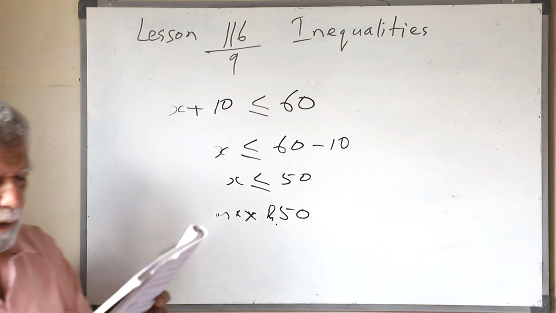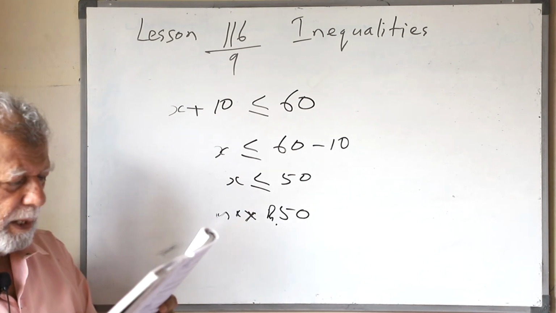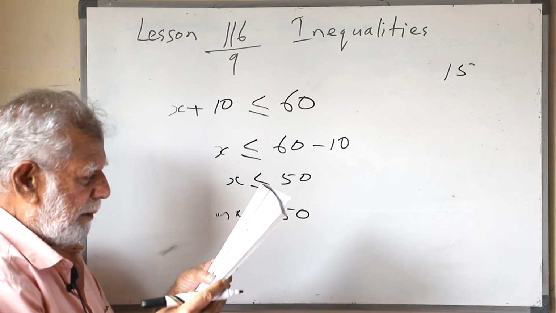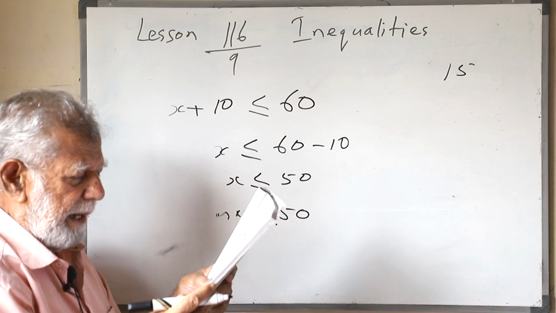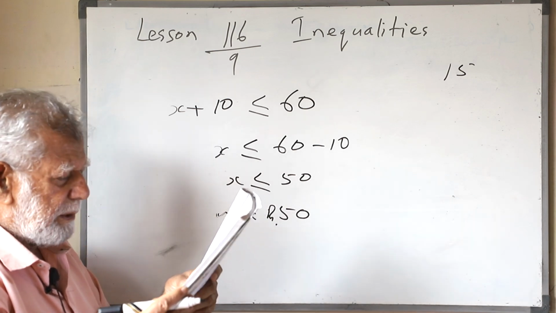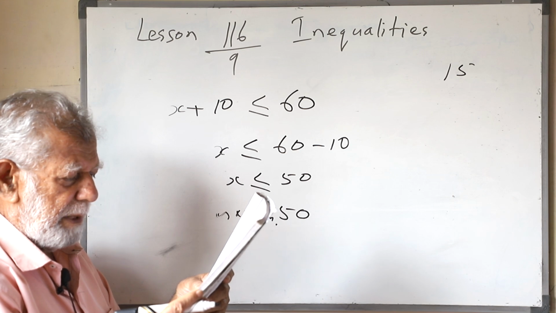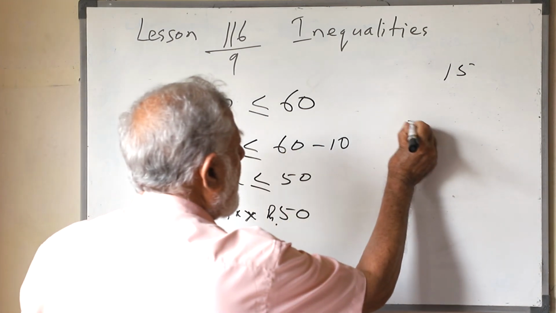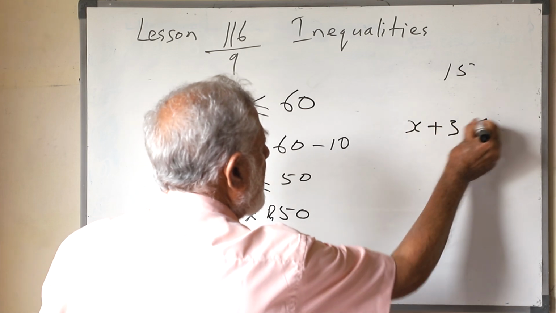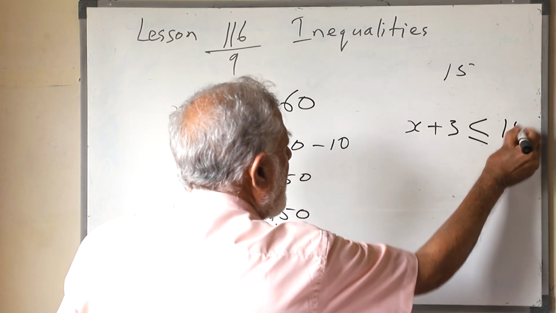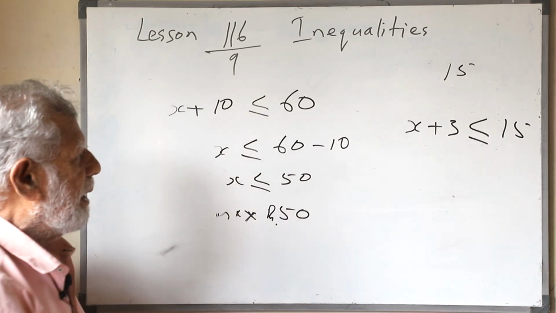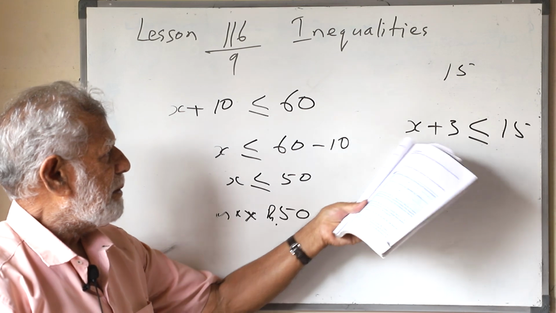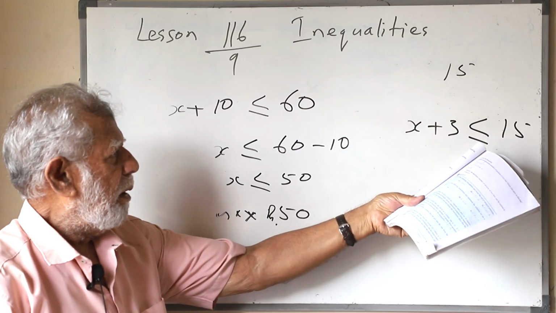The maximum number of people that can travel in a certain van is 15. If 3 people got into the van from one location and X number of people from another location, this can be represented by the inequality X plus 3 is less than or equal to 15. X plus 3 should be less than or equal to 15 because only 15 people can get in the van. So 3 people have got in. So the inequality has to be X plus 3 less than or equal to 15.